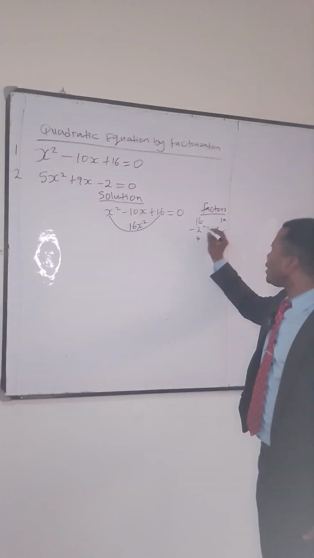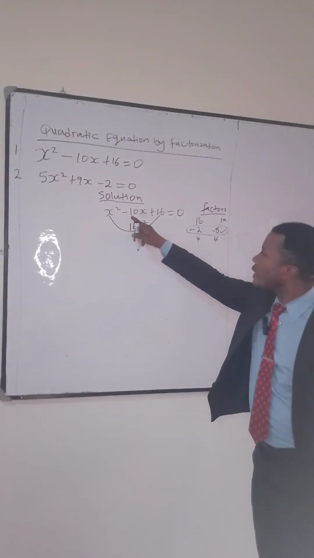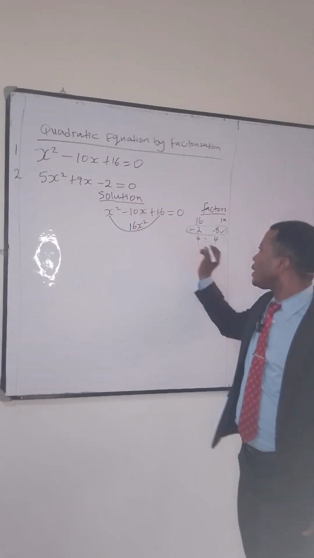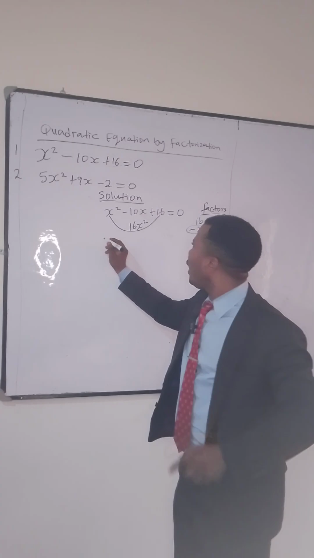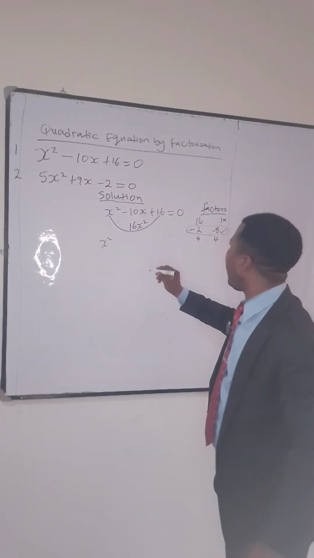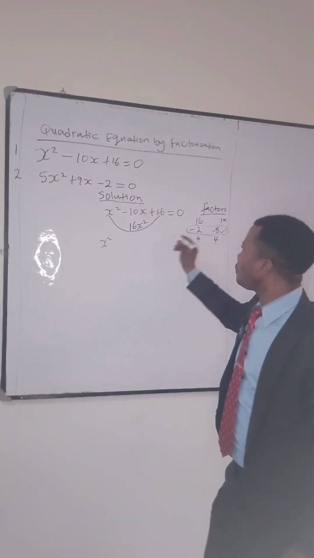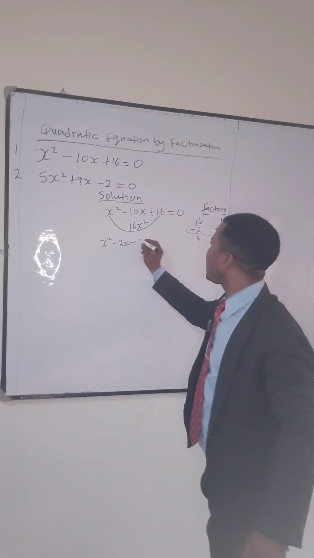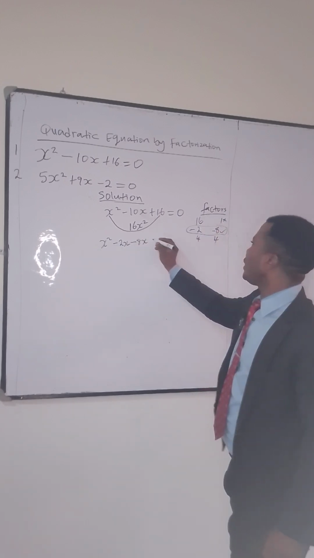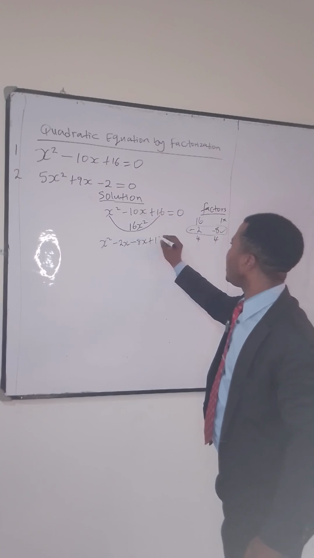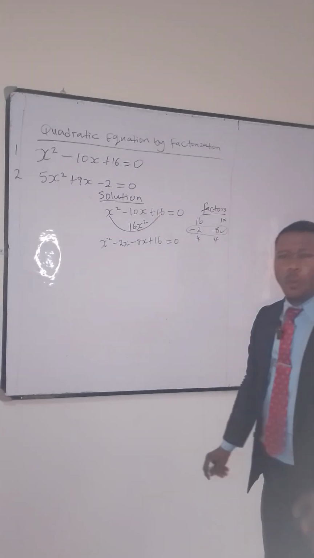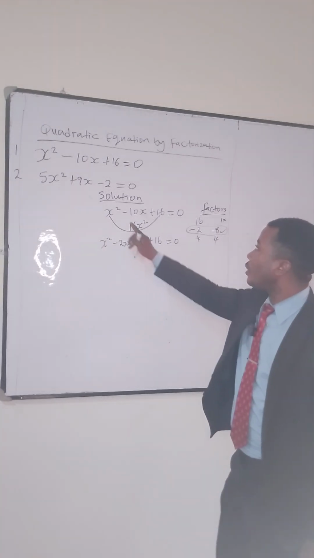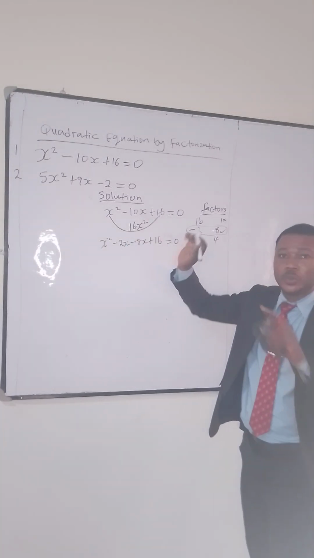So this is going to replace the coefficient of x, which is minus 10. In this case now, we will have x squared, and we are replacing this now, minus 2x minus 8x. Then we bring our plus 16 down is equal to 0. Now what this means is that minus 2x minus 8x will still give us minus 10x. That's just what we did here.